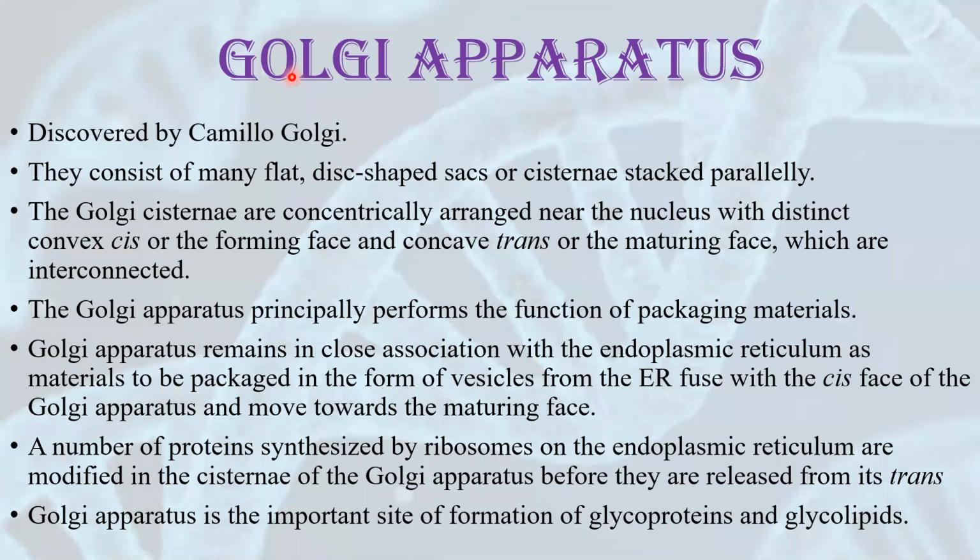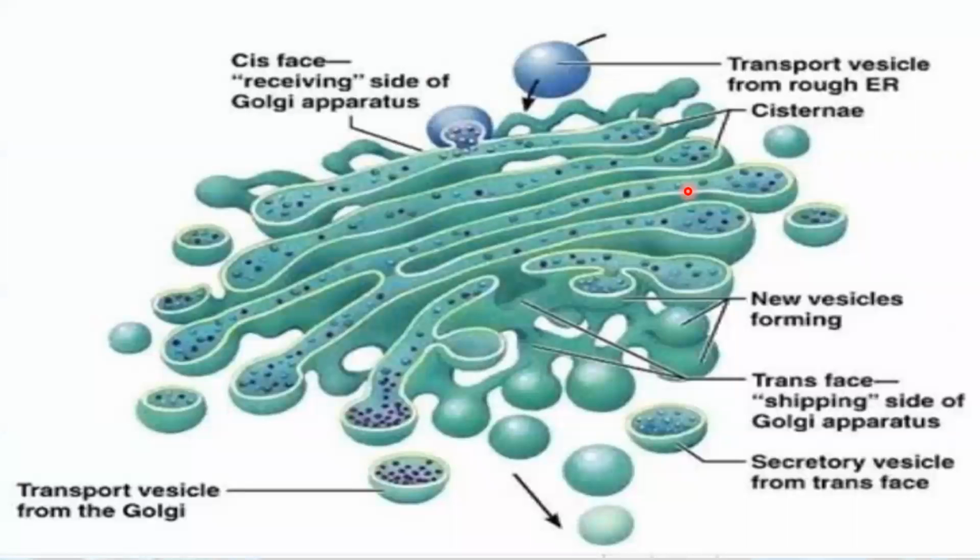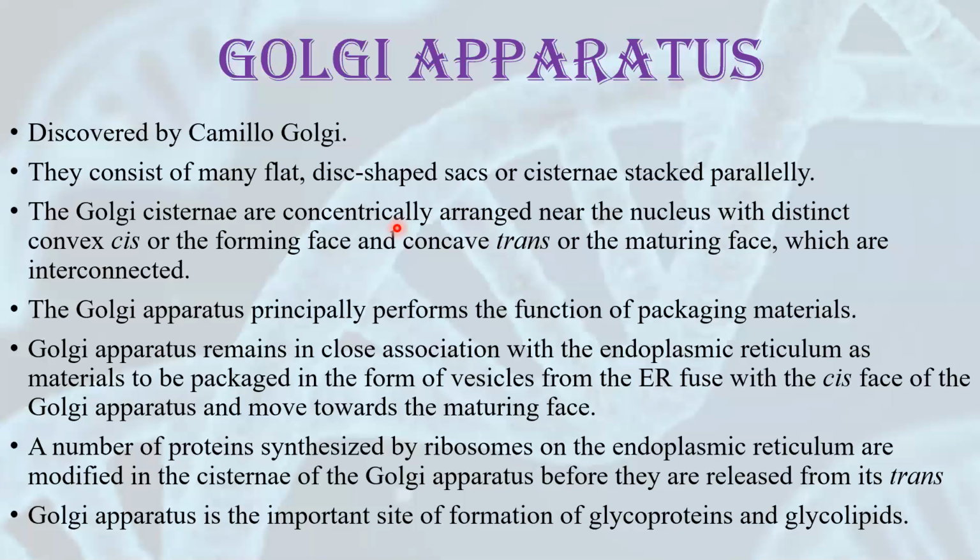Next organelle is Golgi apparatus. Golgi apparatus was discovered by Camillo Golgi. So the name has come from here, Camillo Golgi. Golgi apparatus consists of many flat, disc-shaped sacs or cisternae which are stacked parallelly. That means in a parallel manner, they are stacked one above the other. Here you can see in the diagram, see here. This is one cisterna, this is another cisterna, here the third cisterna. They all are parallelly stacked with each other.